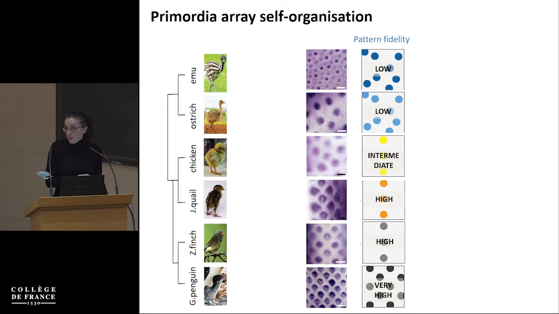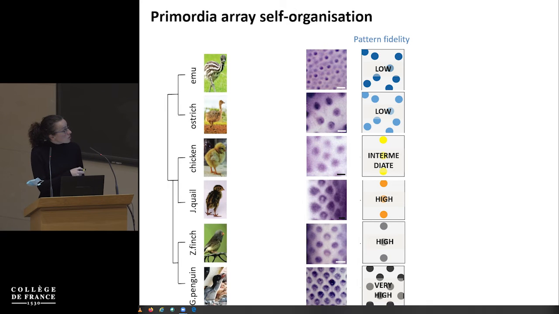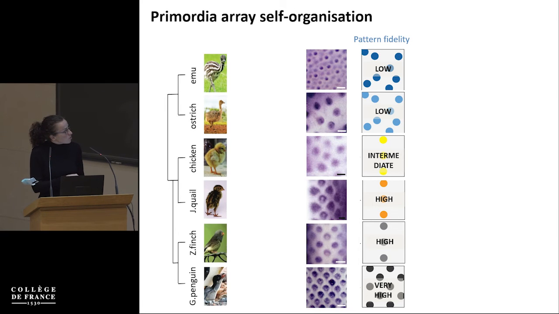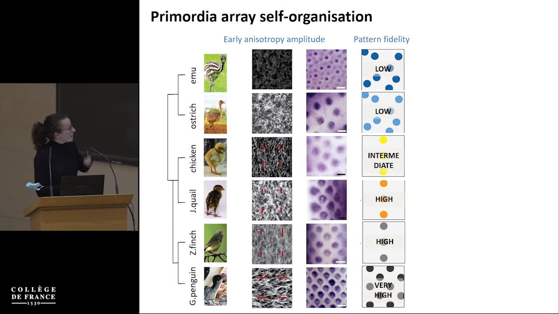We found actually a lot of differences between species. You can see that in the emu and the ostrich, the pattern is fairly irregular. Regularity is intermediate in the chicken. It is much higher in the quail and the finch, and it's actually extreme. There is very high fidelity in the Gen 2 penguin. So we quantified this in a lot of different ways, which I'll skip.